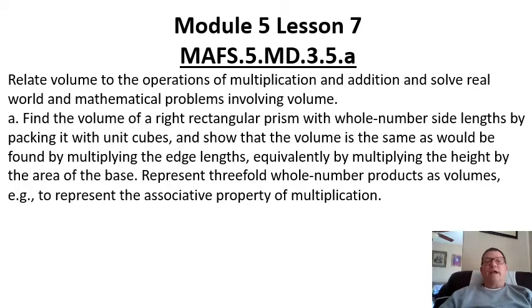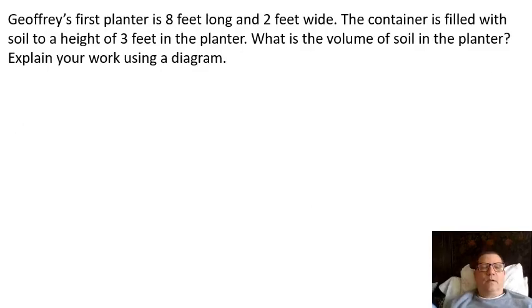And specifically A, they want you to find the volume of a rectangular prism with whole number sides by packing it with unit cubes, which we're not going to be doing today, and show the volume is the same as found by multiplying the edge lengths, equivalent to multiplying the height by the area of the base. Represent three whole number products as volumes. Represent the associative property of multiplication. So we're really going to be using just the numbers and multiplying the length times width times height. But if we can, we'll use the area of the base in order to solve it too.